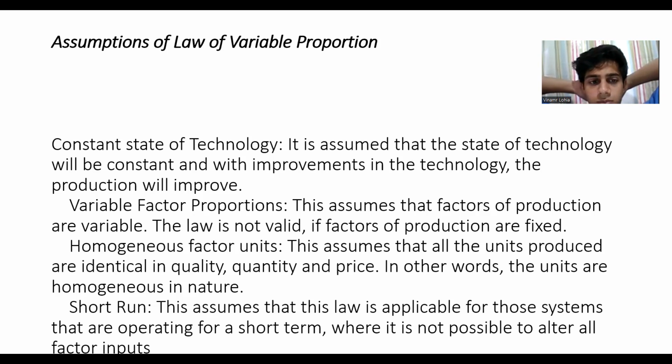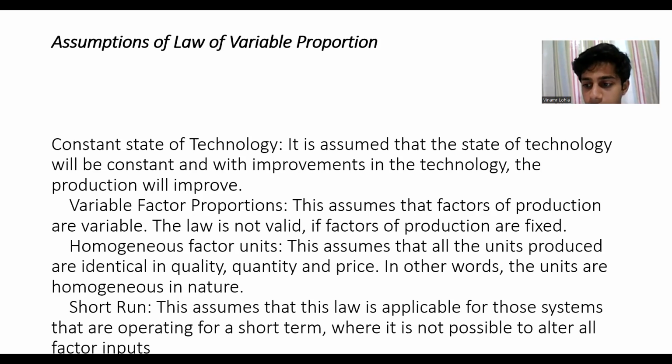So we just need to remember the 4 main points. Homogeneous units. What can we call homogeneous factor units? It means that units produced are identical in quality, quantity, and price. In other words, the units are like dal and something else, examples of identical units.